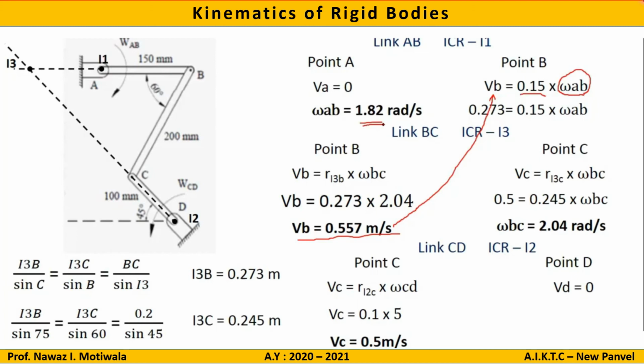What I have done here is nothing new. I have followed the same procedure which we were following in the previous problems. Just repeat the steps with me. First is find ICR. Step 2, write the name of the link. Step 3, write the ICR corresponding to that link. Step 4, write the points on the link. Step 5, write the velocity equations. Step 6, find the distances by using sine rule or cosine rule. Step 7, substitute the values of length in the equations, get the final answer. That's it, over. This completes the problem.